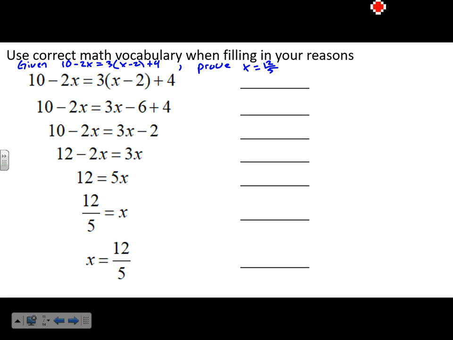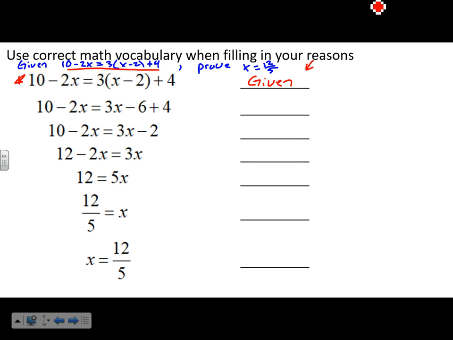So the biggest thing is the first thing where they tell you this formula, that reason is the given. So in a proof, you're going to show how you solve this every single step, and over here you're going to write the reasons for those. So the reason I know that 10 minus 2x is equal to 3 times x minus 2 plus 4, I know that because it's given to us. And every single proof we do, the first step is given.